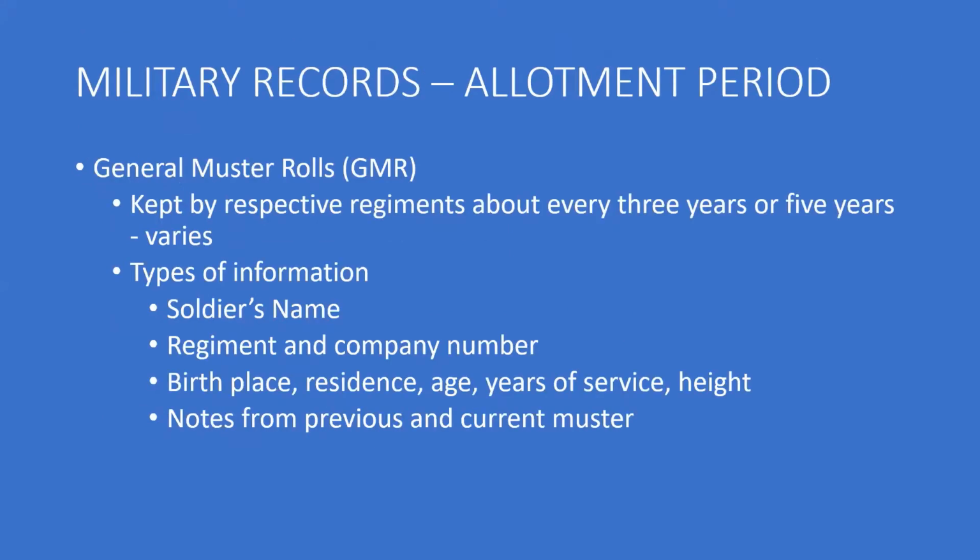What are the key records? For the allotment period, the primary source is the general muster rolls. These were kept by the respective regiments about every 3 or 5 years. It will vary. The information you receive is the soldier's name, sometimes both the soldier's name and the patronymic, not always, the regiment and the company number, the birthplace, the residence, the age, the years of service, the height of the person, and also notes from the previous muster, the one before that, and the current muster.